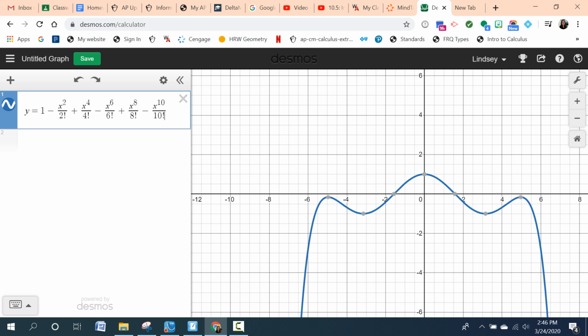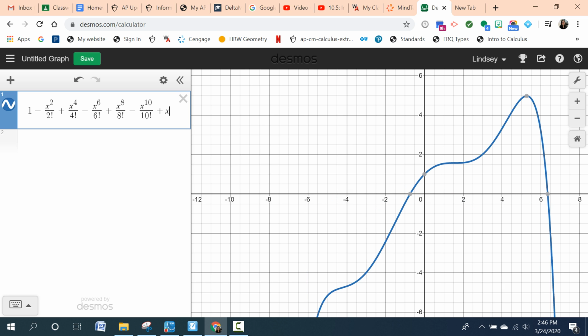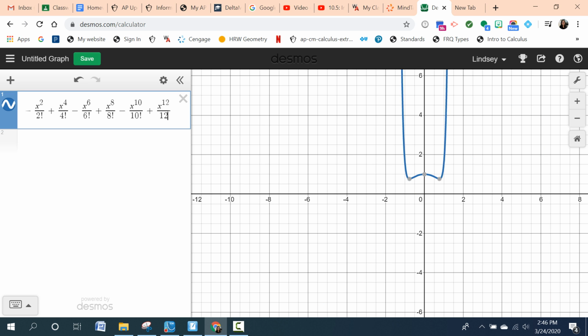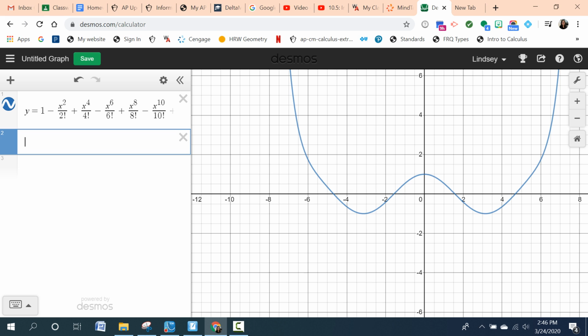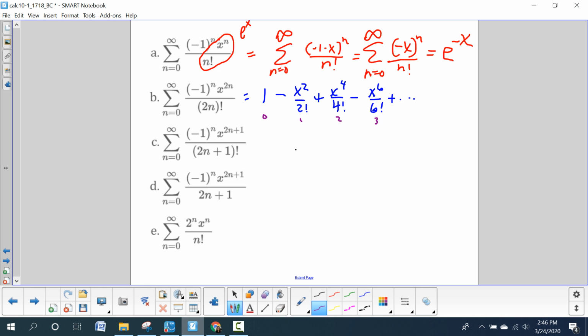Plus x to the 12th over 12 factorial. This to me, I'd have to go out several more terms, but this to me, and I hope that you can see it too, looks like a very familiar function. It looks like cosine of x, right? Do you see that? Here, I'll take it away. Look, definitely looks like it's trying to match the cosine function. So it looks to me that this is the very special power series for cosine of x.